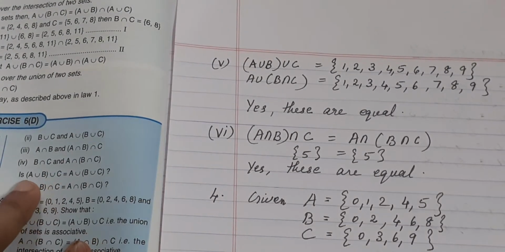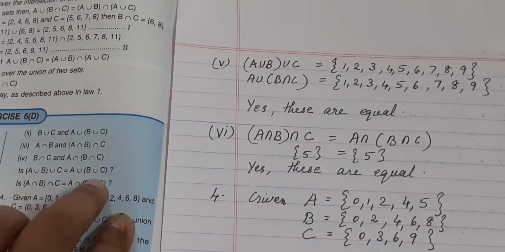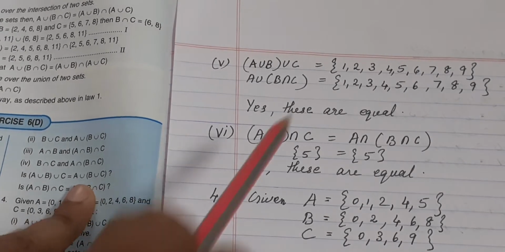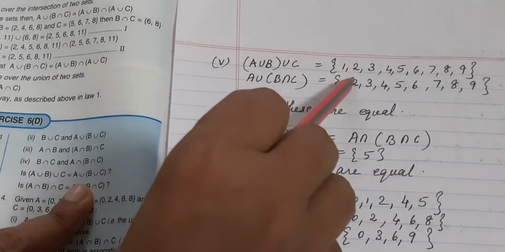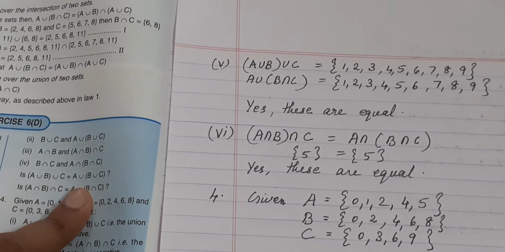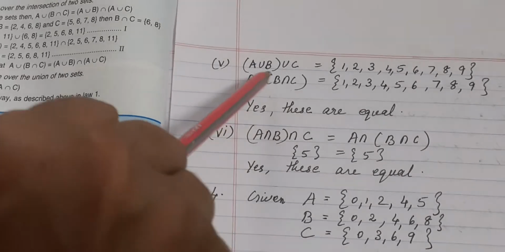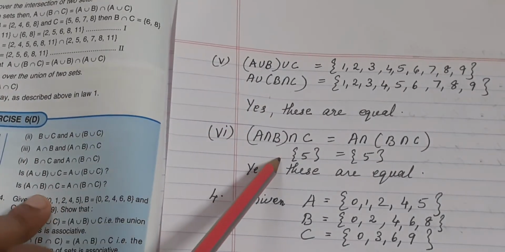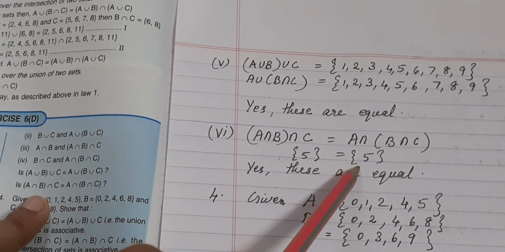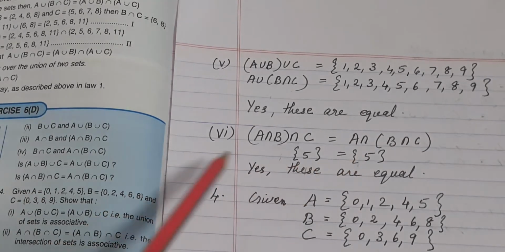Next question number 5. A union (B intersection C) is equal to (A union B) intersection (A union C). That we have to check. So first we have to write the elements of both of these. We will get like this, and the other side also we will get like this. Then what about the elements of the two? Both are same, isn't it? So what's our conclusion? That these two sets are equal. Then next they ask: A intersection (B union C) is equal to (A intersection B) union (A intersection C). So this one, if you find out, you will get the set {5}, and this one also {5}. That means they are equal.